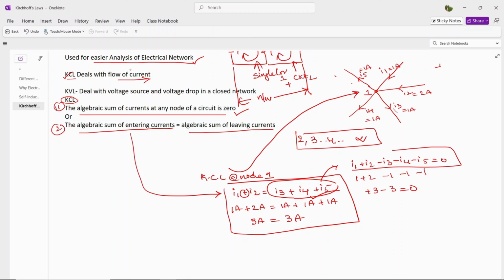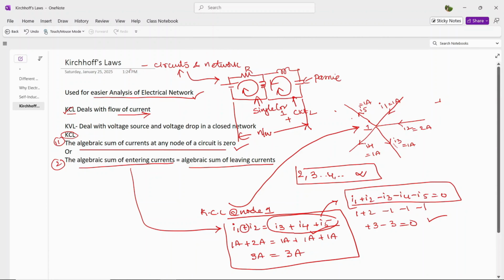So this is the definition of the algebraic sum of currents at a node. The algebraic sum of currents at this node is equal to 0. This is what KCL states. This can also be stated as the algebraic sum of entering currents is equal to the algebraic sum of leaving currents. That's why these Kirchhoff's laws help us easily solve any given complex electrical network.